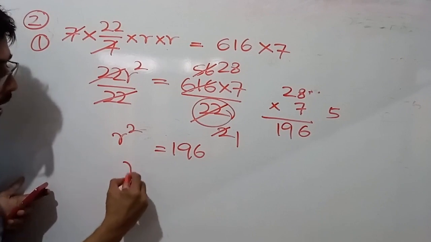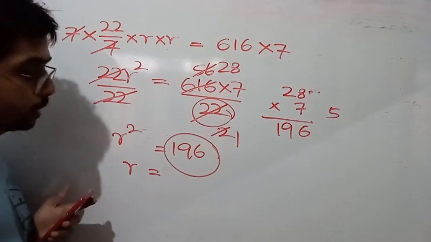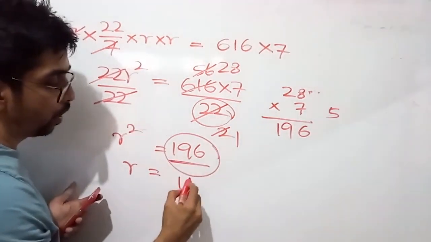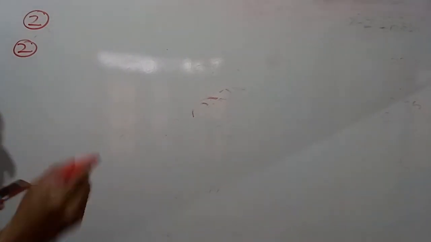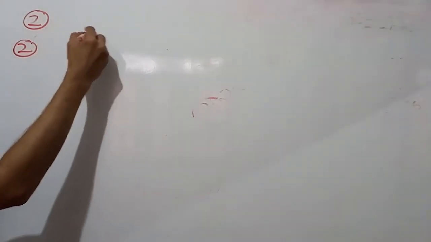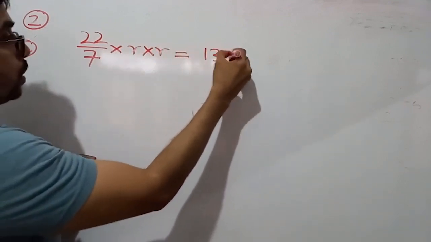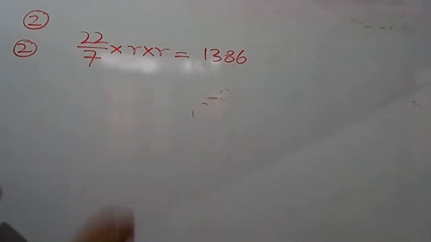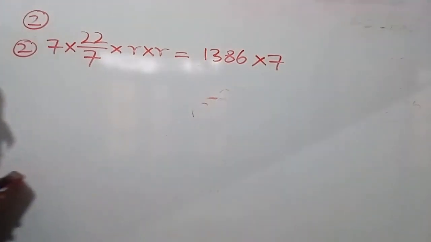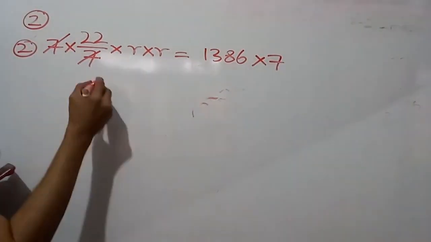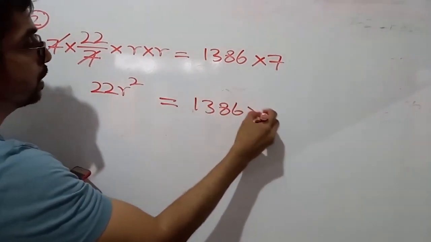That means what? R is what? The square root. And you know how to find the square root of 196. That is what? 14 centimeters. Now the area is 1386. Okay. So 5 r times r equals 1386. So just as before, I will multiply this side by 7. Do the same thing to the other side. So here I can cancel out the 7. So 22 r square equals 1386 times 7.